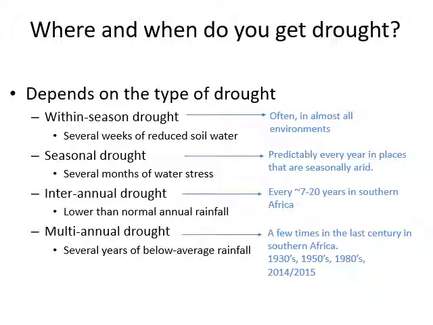Finally, occasionally you get extreme multi-annual droughts, droughts that can go on for several years, where you have several years of below average rainfall in a system. Now, because these don't happen often, they can result in extreme responses of ecosystems, including a lot of drought death. People are still talking about the drought in the 1930s in South Africa, and we will still be talking about the 2014-2015 drought that we've just come out of in 100 years.